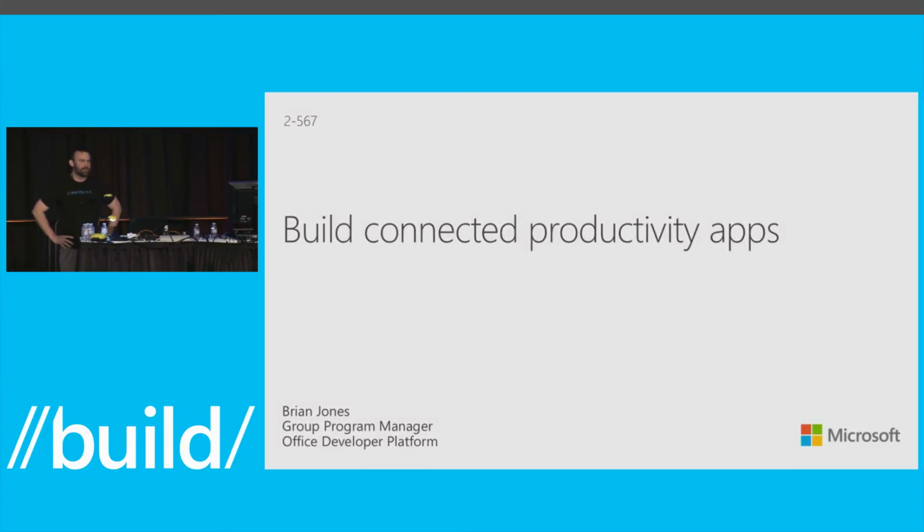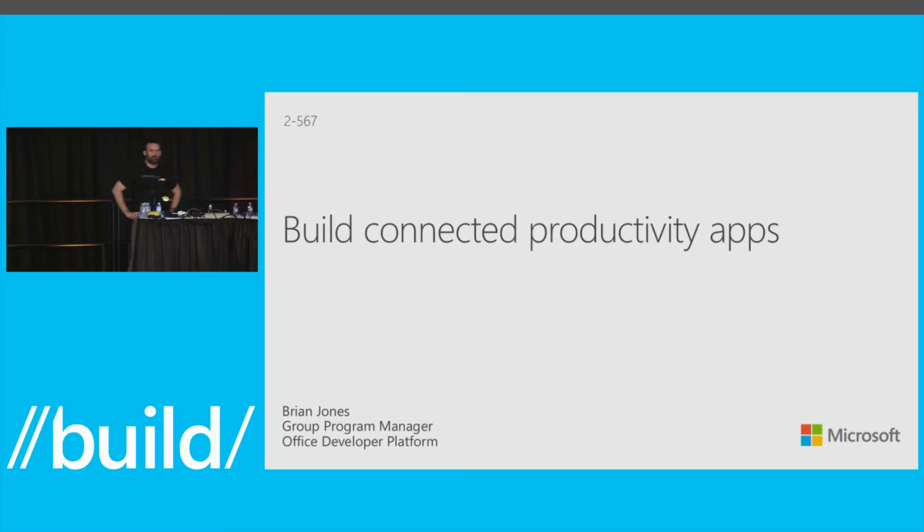My name is Brian Jones. I'm the group program manager for a team called the Office Developer Platform. Our team owns the extensibility model across Office, SharePoint, and Office 365. The thing I'm here to talk about today is a lot of the new work we've been doing over the past several years around opening Office up as a set of services that you can use when building productivity apps, mobile apps, web apps, apps inside of Office or apps outside of Office. We're going to go through a bunch of that today.